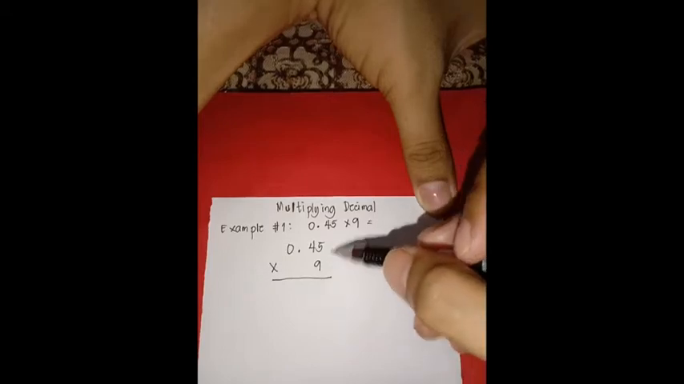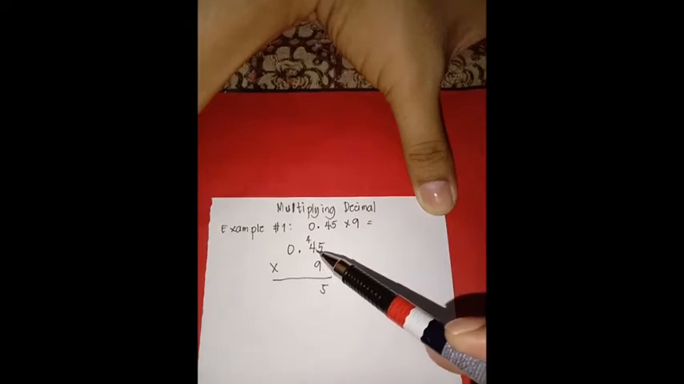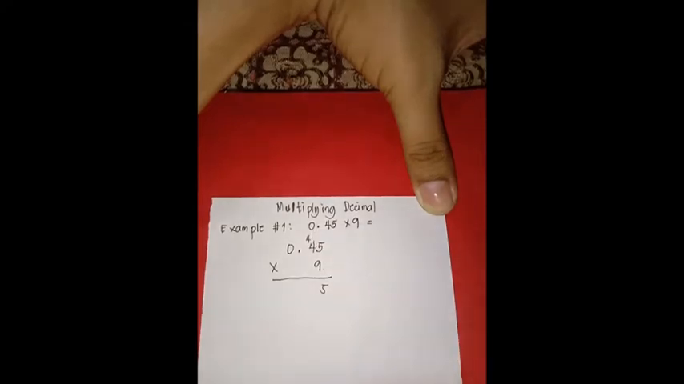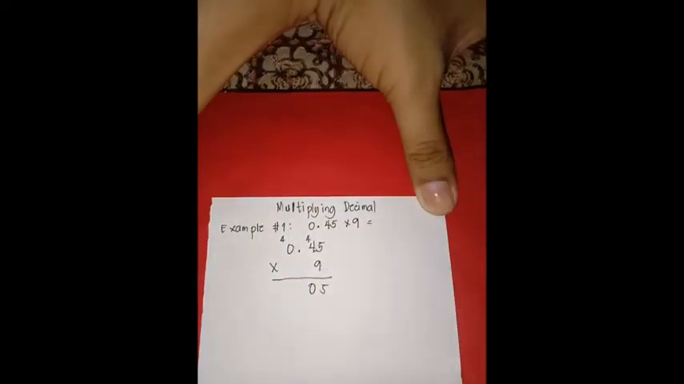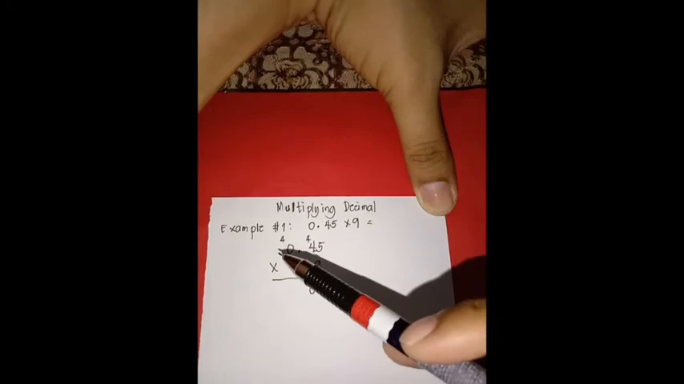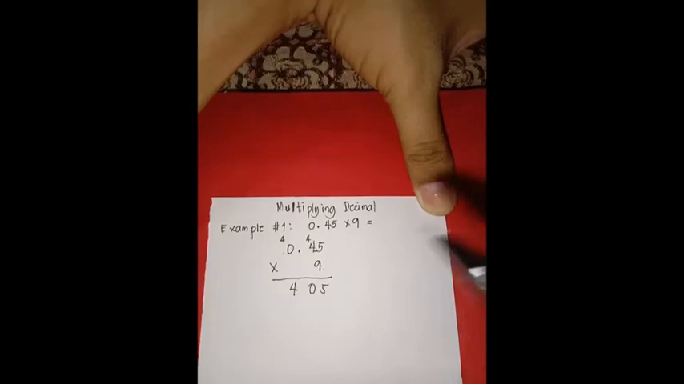Okay, so the next step is now we will multiply. So 5 times 9 or 9 times 5 is equals to 45. So carry 4. 9 times 4 plus 4 is equals to 40 because 9 times 4 is equals to 36 and then 36 plus 4 is equals to 40. So carry 4. So 9 times 0 is equals to 0 because any number multiplied by 0 is 0. So therefore, 0 plus 4 is equals to 4. So we have here 405.